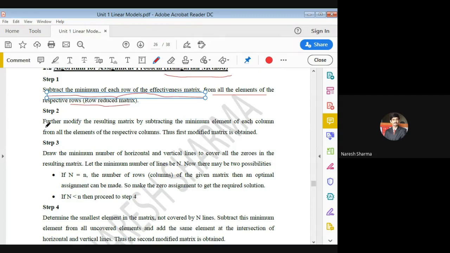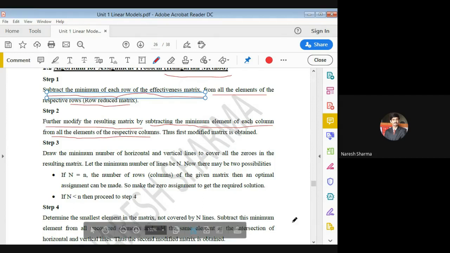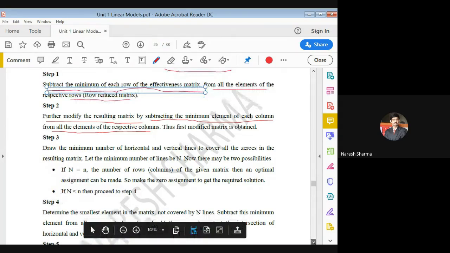The second step says further modify the resulting matrix. The matrix we get is called the modified matrix here. Subtract the minimum element of each column from all elements of the respective column. In the same way, choose the minimum value in each column and subtract it from the column itself. Up to here we can apply it to your problem, then we check the algorithm further.